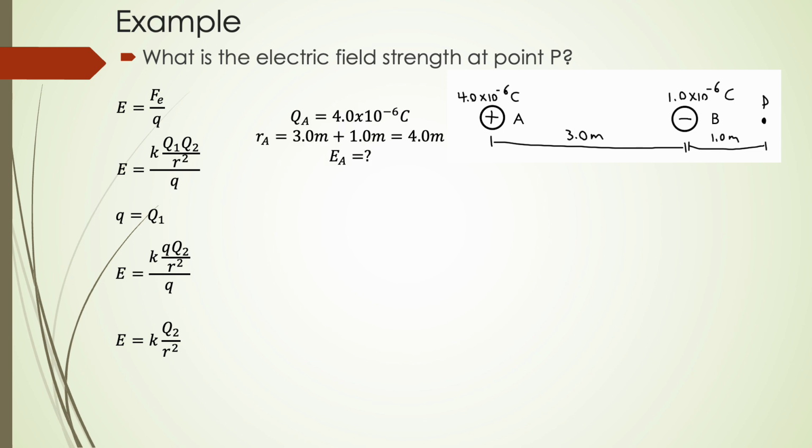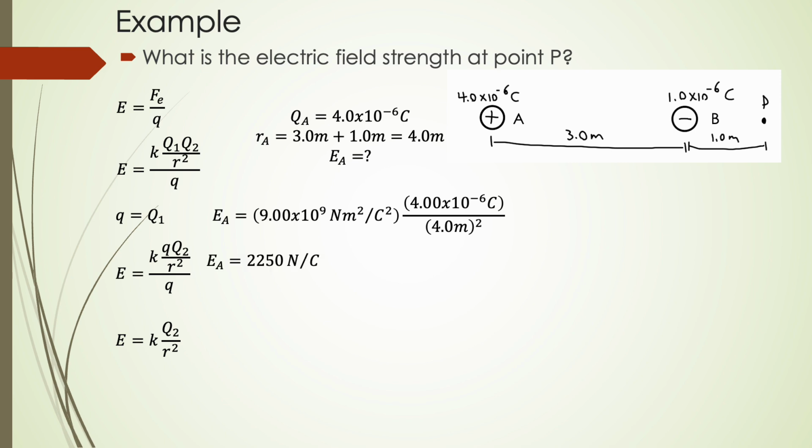Now, we know QA is 4 times 10 to the negative 6 coulombs, because we're going to find the electric field from A first, then we'll solve for it from B and then combine the two. So our distance to P would be 3 meters plus 1 meter, so 4 meters. So electric field due to A at P would be calculated to be 2,250 newtons per coulomb.